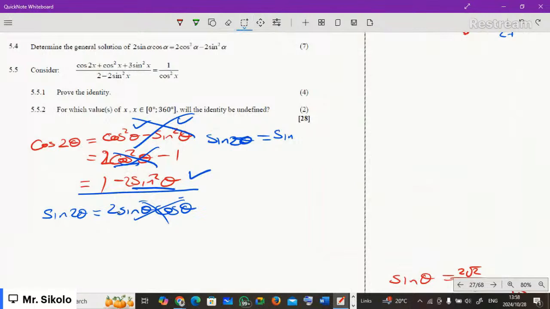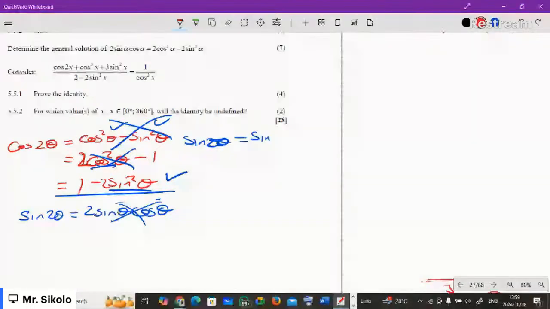Okay, now this one. Determine the general solution. So we will now deal with the general solution. Let's look into the general. Determine the general solution of 2 sine alpha cos alpha, which is equal to 2 cos squared alpha minus 2 sine squared alpha.